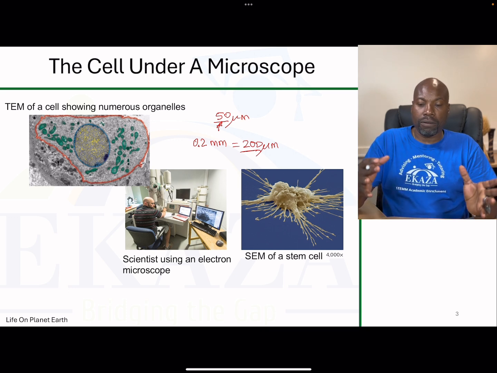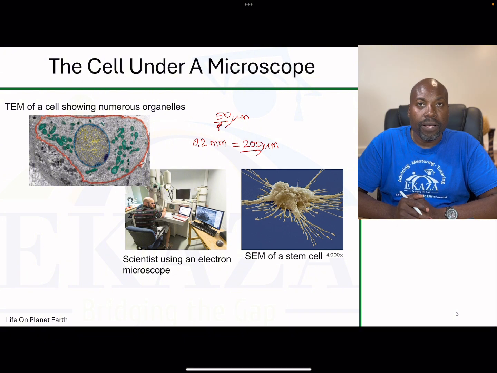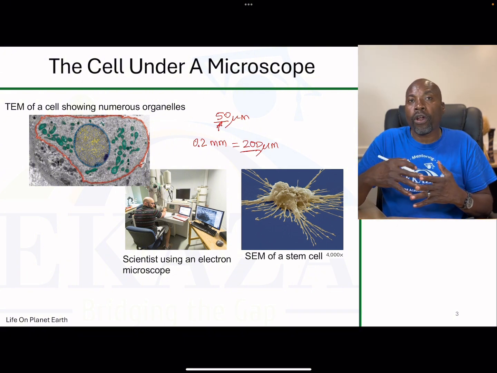Cells are very small. Because they are small, we need tools to observe them. These tools, the most common, actually occur in two kinds.